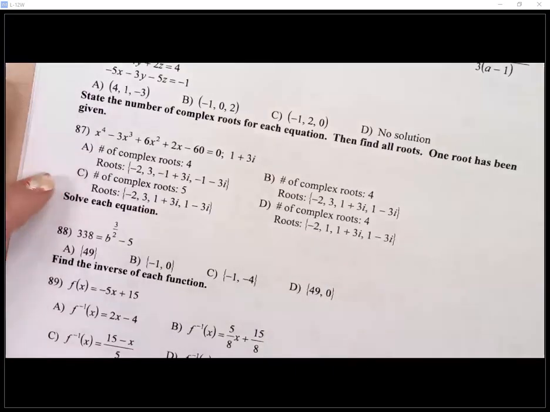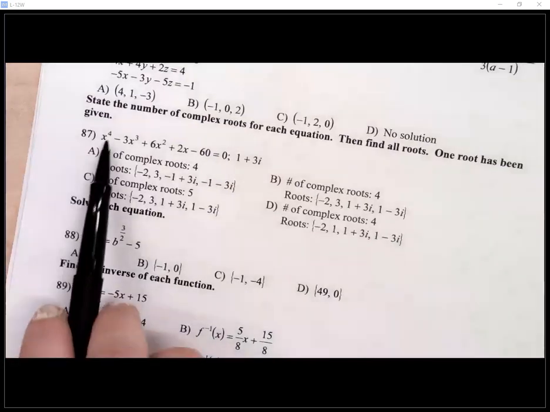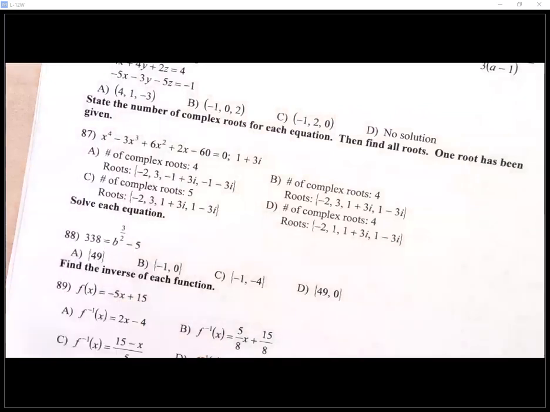All right, so let's look. We can rule out one of these right away. It says state the number of complex roots. That's just how many total roots this thing is going to have. So how many total roots does number 87 have? 4. How do I know? Because that's the degree of the whole thing. This thing is only going to have 4 answers. So we're crossing off choice C right away. That can't be right. That says we're going to have 5. And we don't. So see you later, alligator.